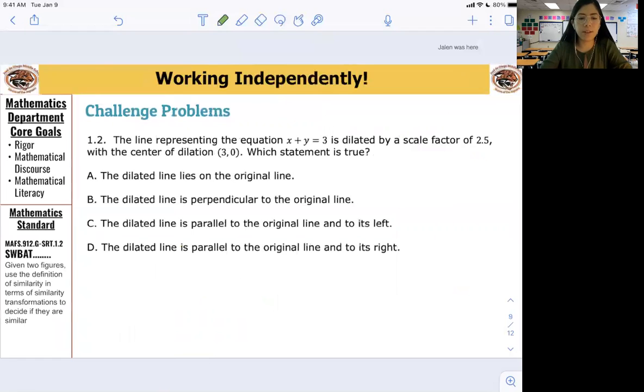So let's test your knowledge. Go ahead and take a look, try it on your own. Go ahead and test it out. I'll read it for you. The line representing the equation x plus y equals 3 is dilated by a scale factor of 2.5 with the center of dilation 3, 0. Which statement is true?